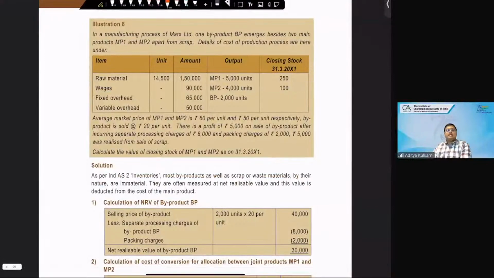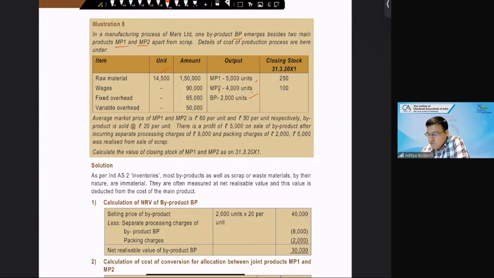So now let us look at illustration 8. We'll do this together. In a manufacturing process of Mars Limited, one byproduct BP emerges besides two main products MP1 and MP2 apart from scrap. Details of cost of production process are as under. Raw material, you are putting in 14,500 units. Amount 1,50,000 for the raw material. Wages, fixed overhead, variable overhead costs are given. Output is 5,000 units of MP1, 4,000 units of MP2, 2,000 units of byproduct.